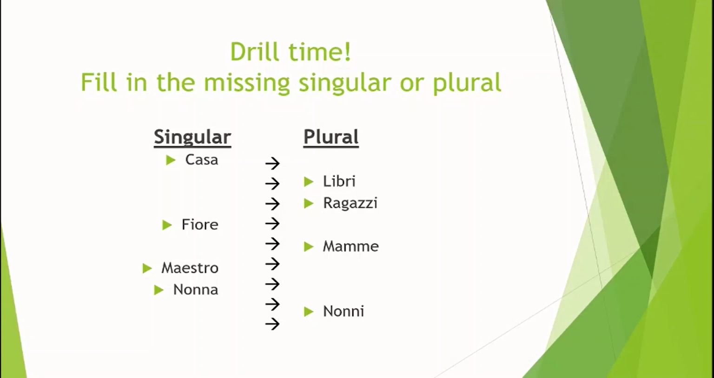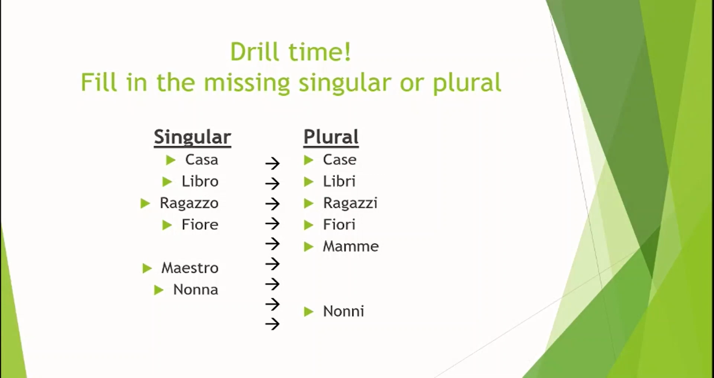So casa, what's casa in the plural? Case, right? A to E. Casa, case. That second word, libri, in the singular, we saw this before. Libro, that's right. And that next word, ragazzi, in the singular, ragazzo. Those are the examples we saw on the first slide. Now we get to fiore. Fiore is masculine, ends in E in the singular, so it goes to fiori. That means flowers. Fiori, flowers.